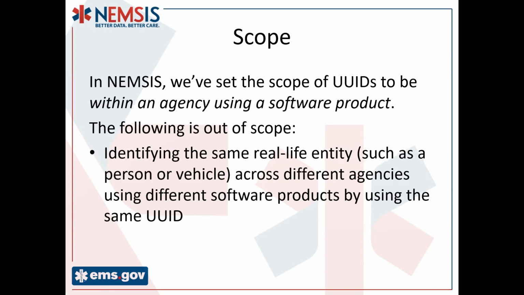There are some systems where there's some coordination that happens, where there's someone who manages it at a system level and says, yeah, we have this person and they work for two agencies within our system. We're going to set them up once and they'll have the same UUID in the two agencies. But from a NEMSIS standard perspective, the way we've scoped it is we would not guarantee that behavior, right? The behavior that we would guarantee is that the UUID would identify the person within an agency using a software product, that combination of agency and software product.